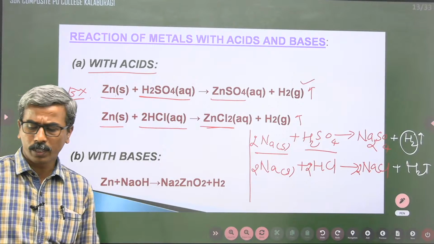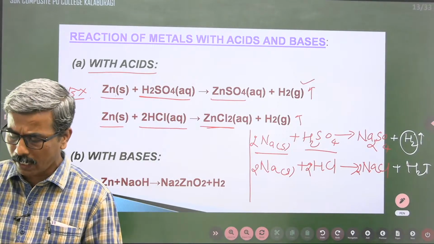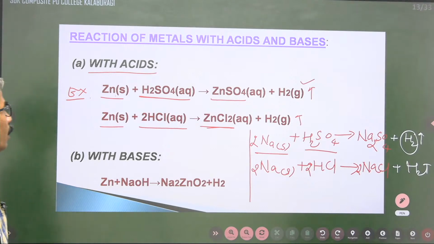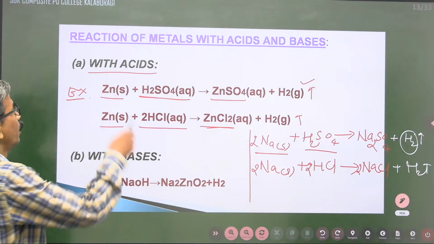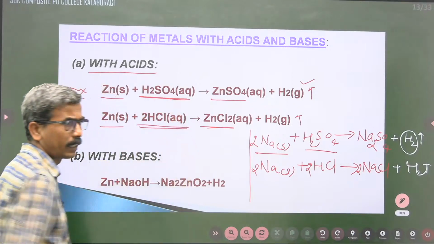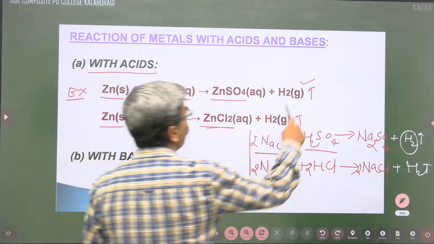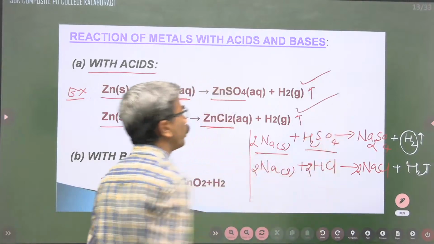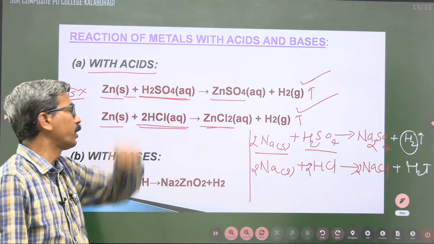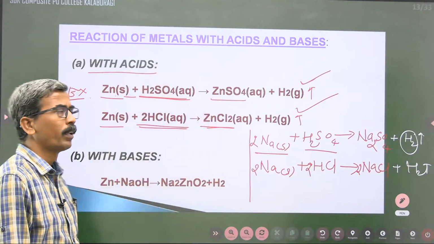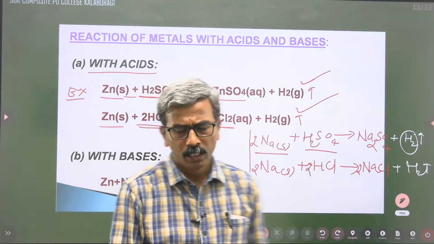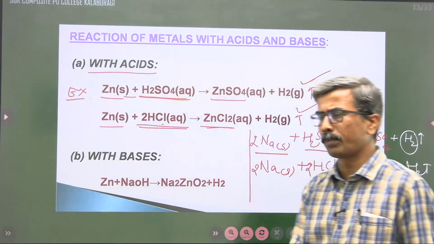Now like this, you can take any number of examples, so I can generalize: metals when made to react with acids will produce hydrogen gas. And depending on the acid, here I have taken zinc metal, with sulfuric acid giving zinc sulfate. If it is HCl as the acid, then it is going to produce zinc chloride.